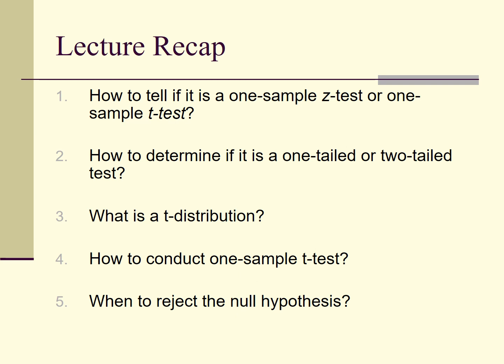To recap our review on one-sample z-test and one-sample t-test, first we summarized how to tell if it is a one-sample z-test or one-sample t-test. Second, we reviewed how to determine if it is a one-tailed or two-tailed test. Then what is a t-distribution, how to conduct a one-sample t-test, and when to reject the null hypothesis.